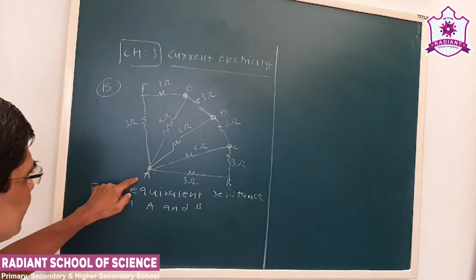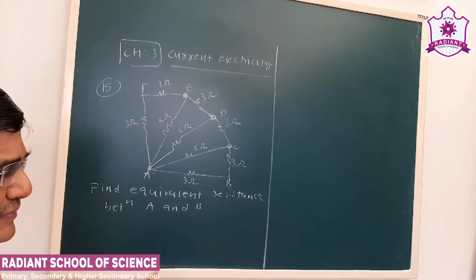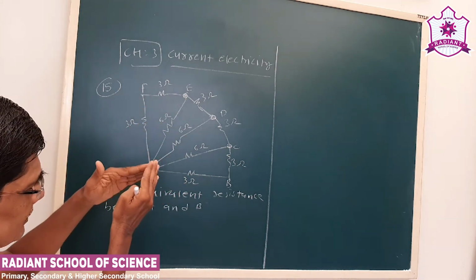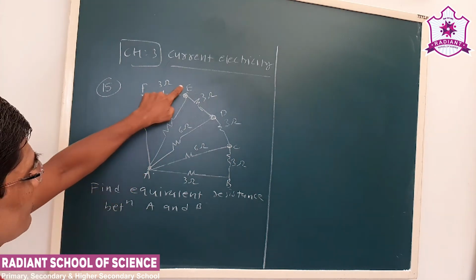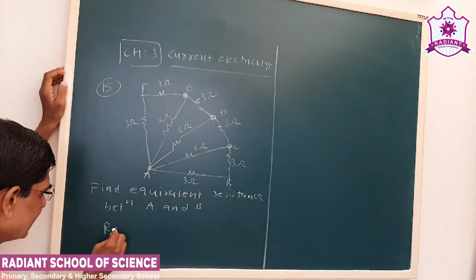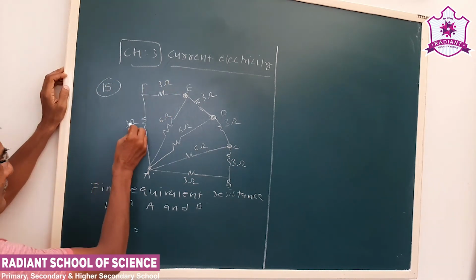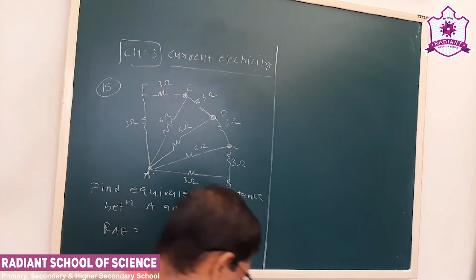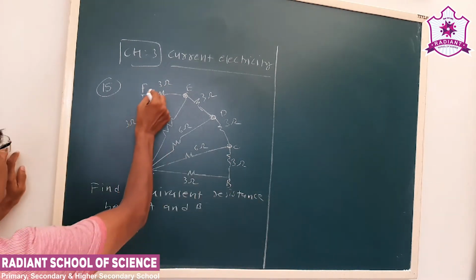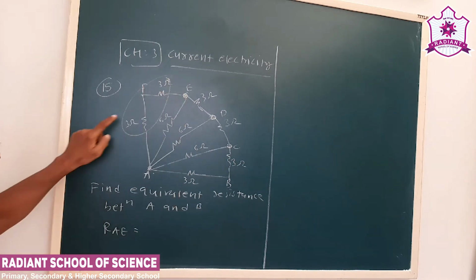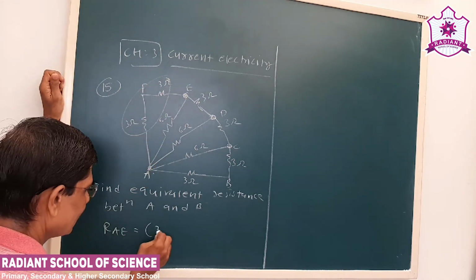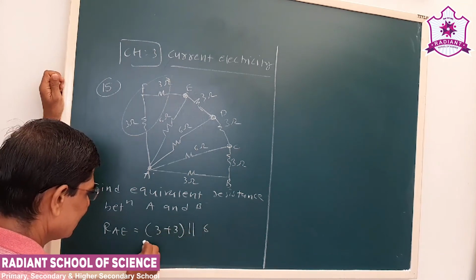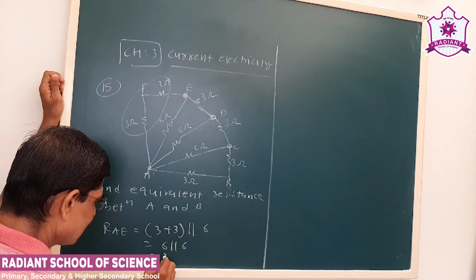See this AF and FE. The wire is just bent like this, so these two we consider in series. First we find the equivalent resistance between A and E, that is RAE. These two 3 ohm and 3 ohm are in series, that will be 6 ohm, in parallel with 6 ohm. So 3 plus 3 parallel to 6 ohm, that is 6 parallel 6 is 3 ohm.